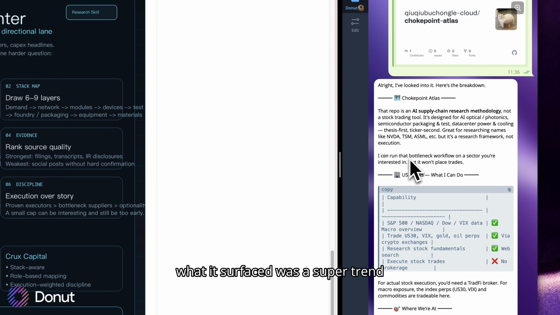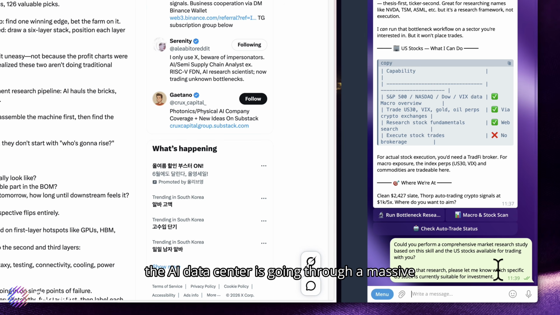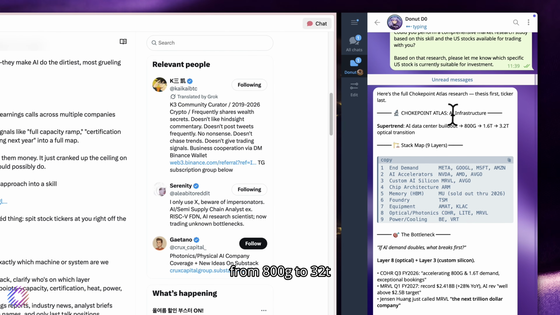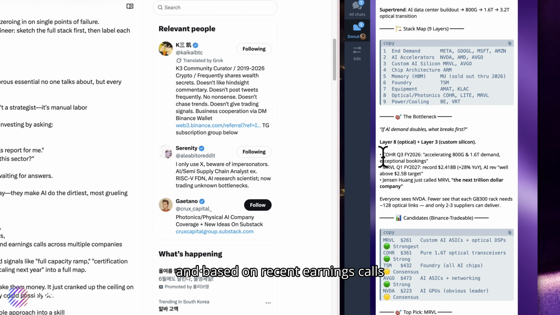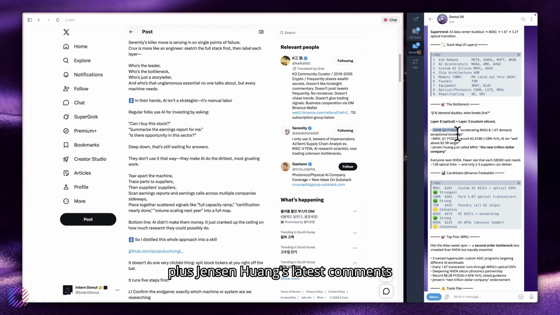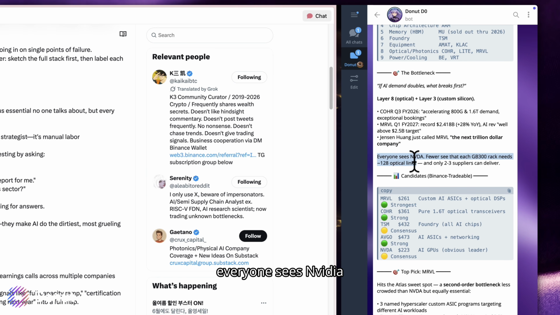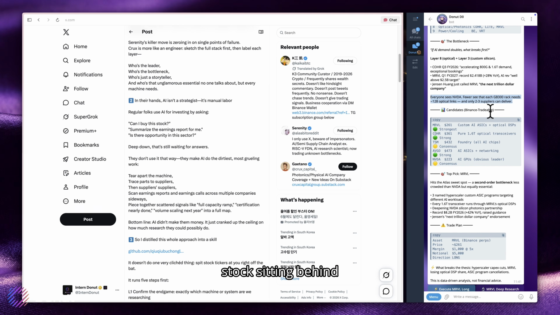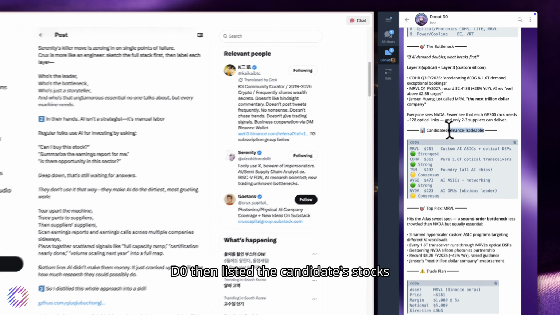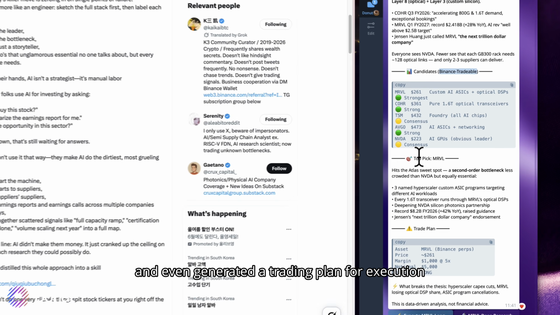What it surfaced was a super trend I hadn't fully paid attention to. The AI data center is going through a massive optical transition from 800G to 3.2T. And based on recent earnings calls plus Jensen Huang's latest comments, the key insight was this. Everyone sees Nvidia. Almost nobody sees that the real bottleneck is the supply chain stock sitting behind. D0 then listed the candidate stocks tradable through Binance and even generated a trading plan for execution.